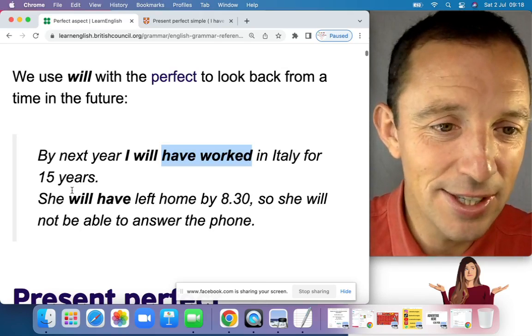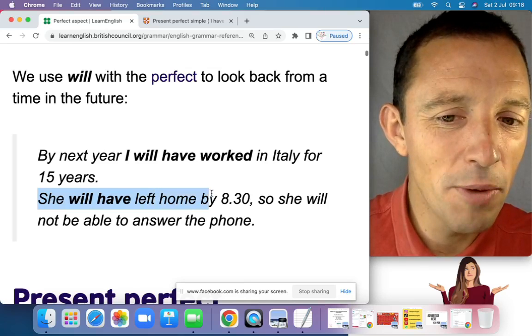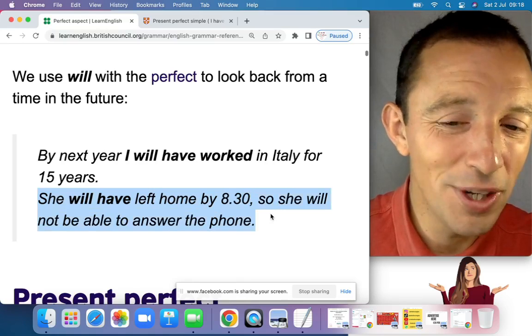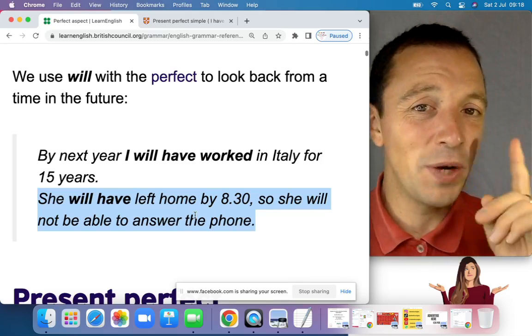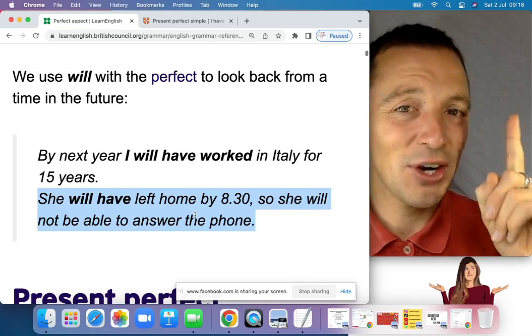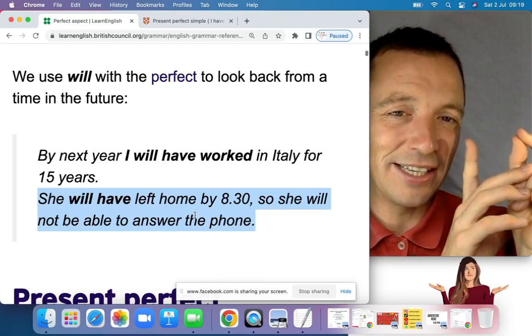The second sentence, she will have left home by 8:30, so she will not be able to answer the phone. So a very similar example. And we are in the future, 8:30. And from that particular moment, we come back a little in the past.